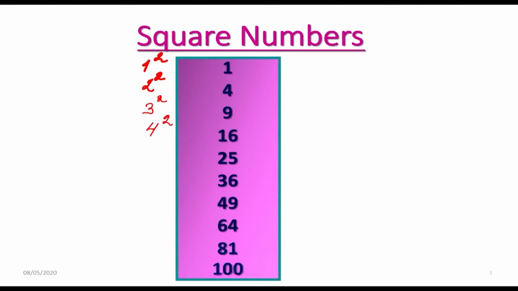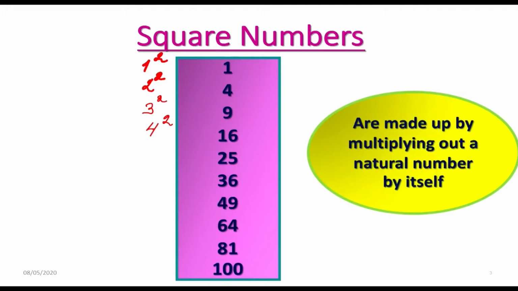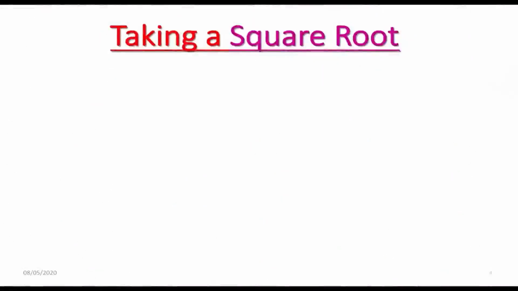The list goes on because there are infinitely many square numbers, so the list goes on forever. Again, they are made up by multiplying a natural number by itself.